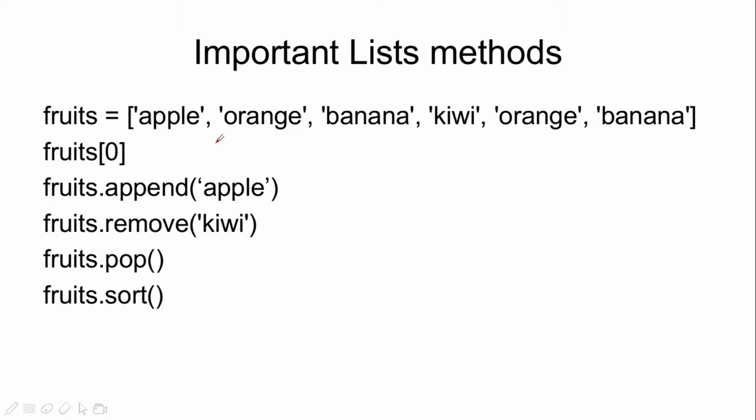Lists are like strings. They are zero indexed. For example, the fruits list has these items. To access the first item in the list, you type the list name and then open square brackets and type the index that you want. fruits[0] will refer to the first item. To add an item to the list, use the append method. To remove an item, use the remove method. Pop will remove the last element on the list. Sort will sort the list.